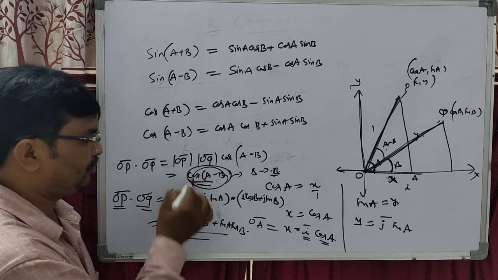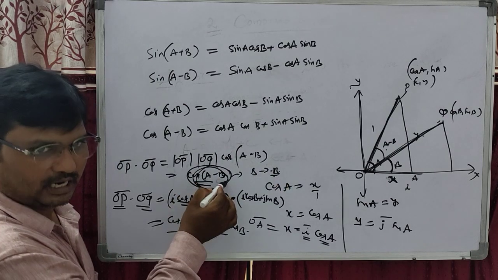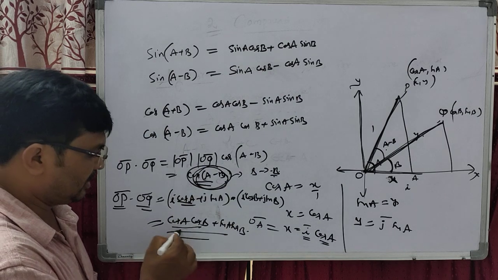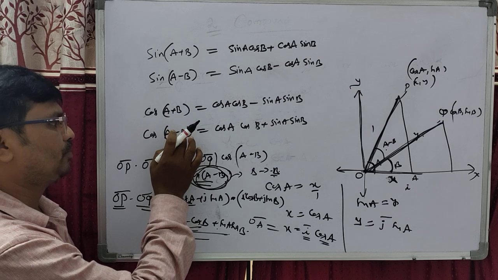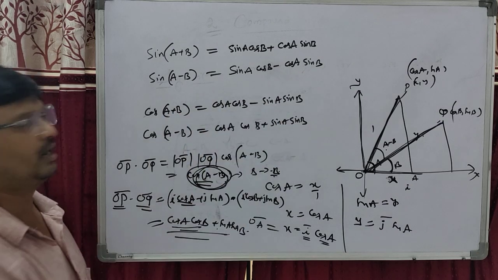Then it will be cos of A plus B. What is it, students? Cos of A plus B is cos A cos B minus sin A sin B. You just replace B by minus B only, then you get this.